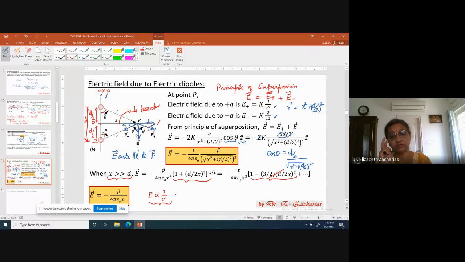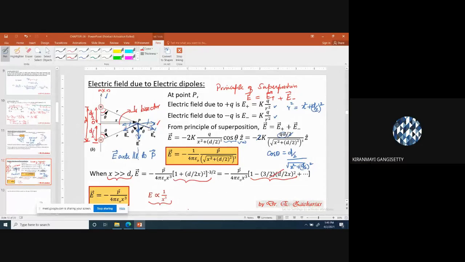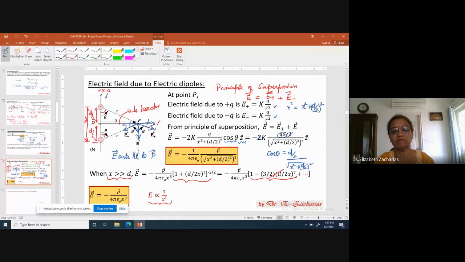For a point charge, the field is inversely proportional to x squared, the square of the distance. Whereas for a dipole, it falls off as 1 by x cubed. See, these are all very interesting relationships. If you just remember it this way, studying for an examination is going to be easy.